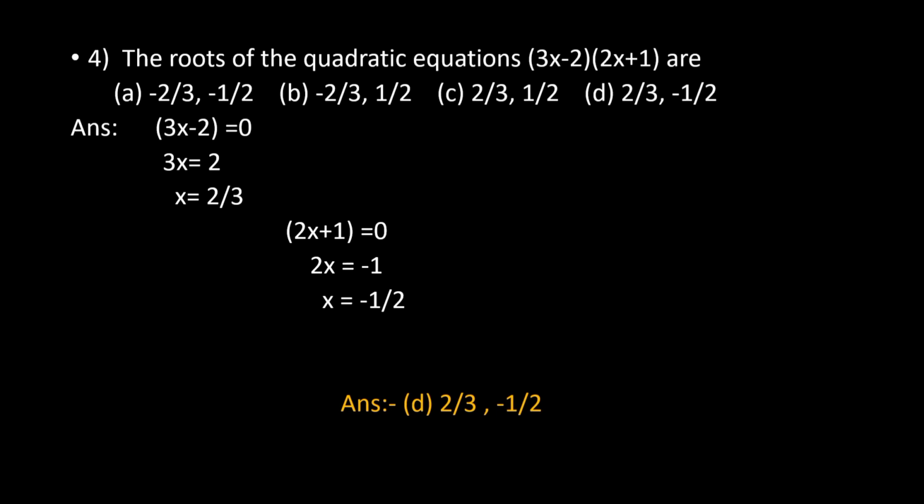Instead of 2x plus 1 here, if you have 2x minus 1, the answer is a little bit changed. That means you will get 1 by 2, and that time it will become option C. But here we have 2x plus 1, so therefore option D is the correct one. They may change the signs and all. So like this problem they will give, you can follow this rule.